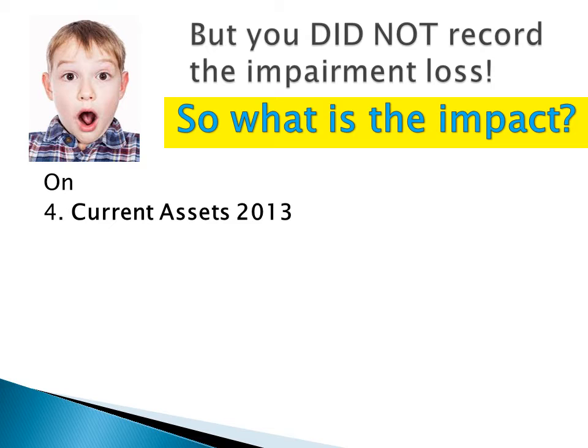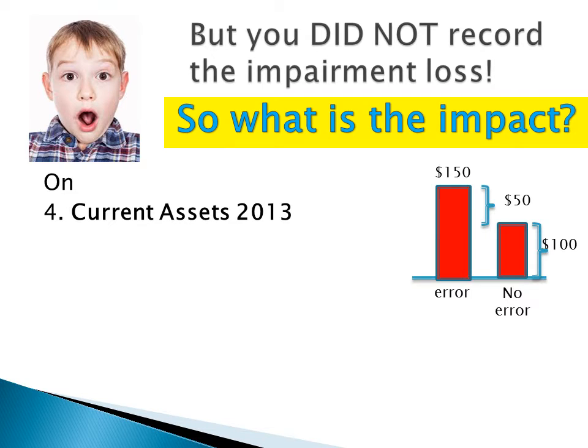So what is the impact on current assets for the year 2013? Now let's check this out. If you had made the error, which means you did not record the impairment loss, then you would have recorded the batch of inventory at its cost price, which is $150. However, should you have recorded the impairment loss, you would have recorded it at the net realizable value of $100. So this is wrong and this is correct.